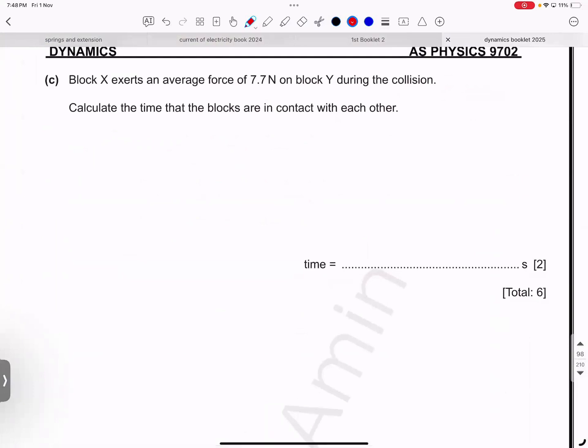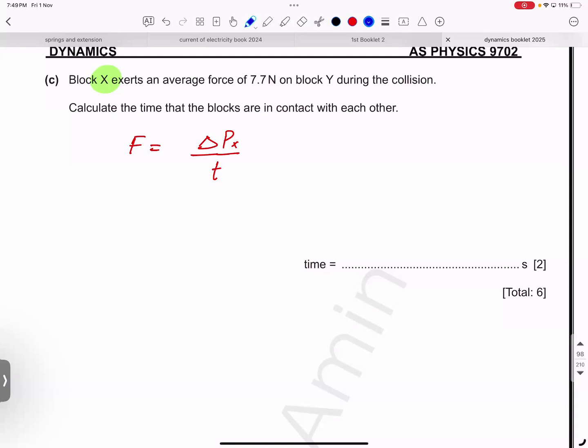Block X exerts force on block Y. Find the time. So which one do you want to take, X or Y? Actually, X on Y is the same as Y on X. X. So time. You know force is change in momentum over time. It's important which one you take.